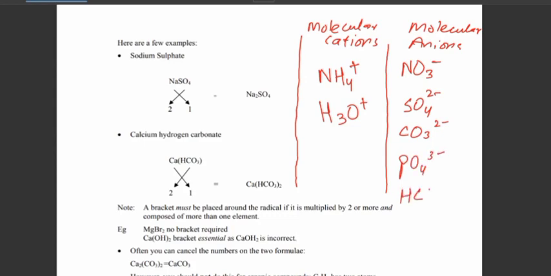bicarbonate HCO3 minus, bisulfate HSO4 minus, and in the same way some more will be next. So these are some molecular anions, and we have to memorize their formulas and their charges as well. Okay, because they can also be used.